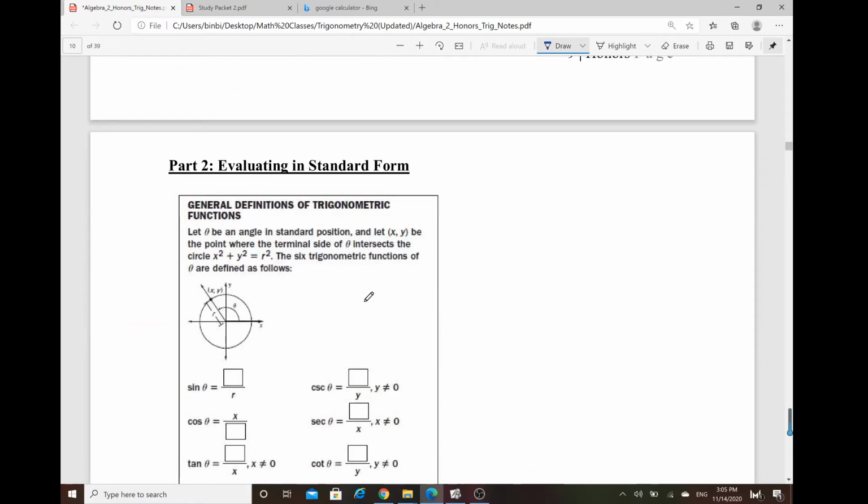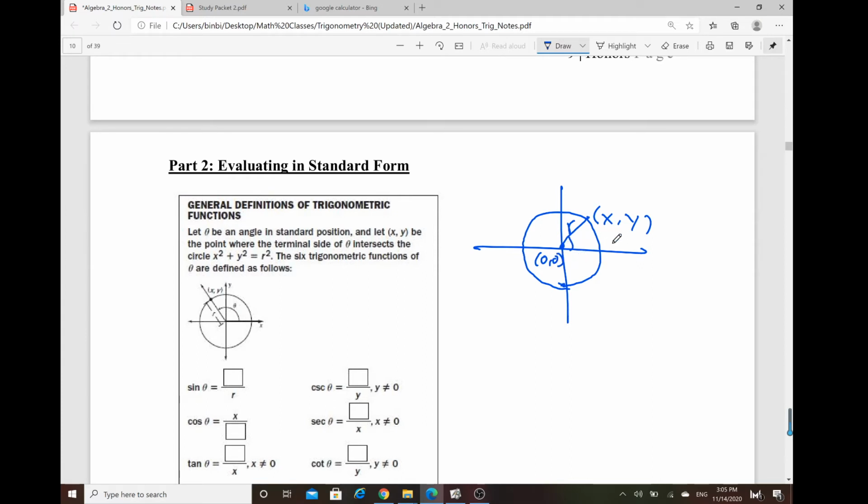Evaluating in standard form. Let's talk about the equation of a circle. Let's say we have an equation of a circle, and the center is at the origin, right here at the origin. We have a terminal side right here. Let's say this point is x comma y, and here's the radius.